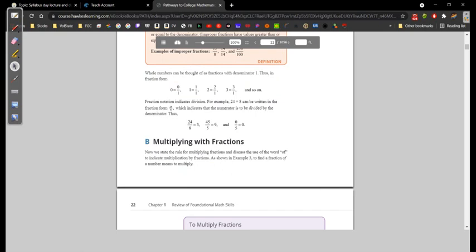Whole numbers can be thought of as a fraction with the denominator 1. Thus, in fraction form, 0 is simply 0 divided by 1, and we'll see that later on in the section. 1 is 1 over 1, 2 is 2 over 1, 3 is 3 over 1, and so on. 96 is 96 over 1. Fraction notation indicates division. For example, 24 over 8 indicates 24 divided by 8, meaning the numerator is to be divided by the denominator.